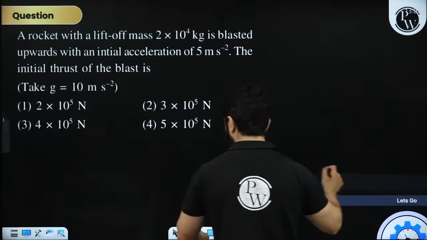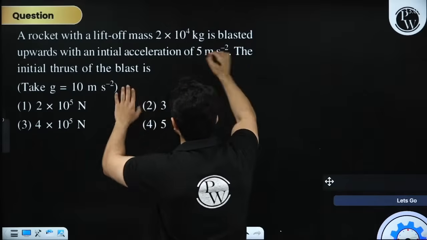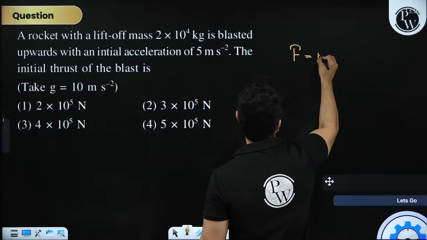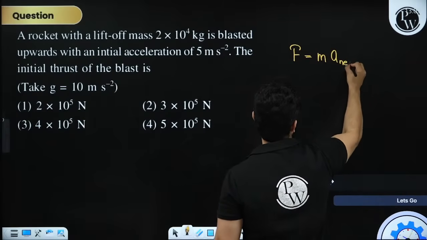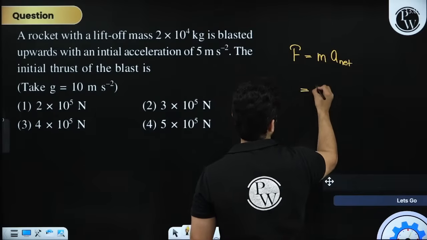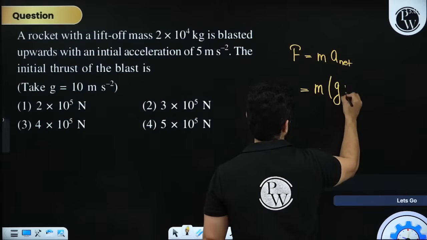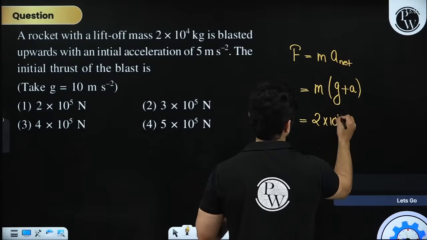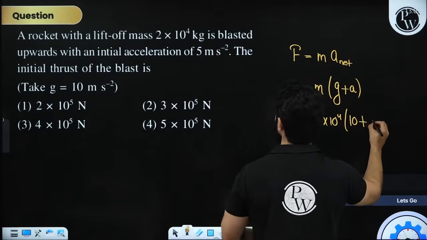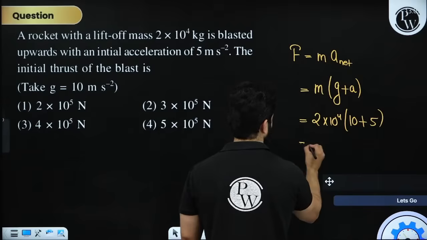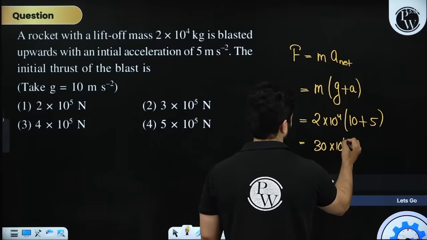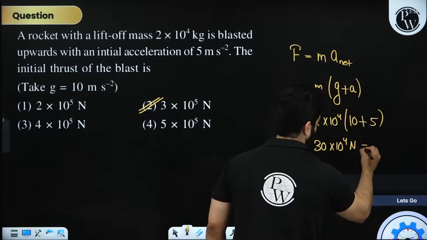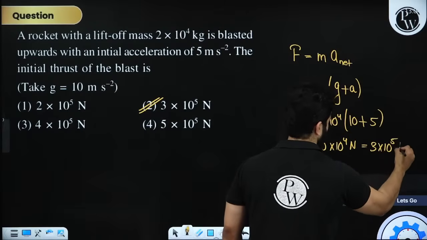My dear friends, if a rocket is moving with an acceleration, and they are talking about initial thrust, then initial thrust will be simply mass of rocket multiplied by the net acceleration. And if it is moving up with an acceleration, we are going to write it as g plus a. Got it? So mass is 2 into 10 to the power 4. Gravity is 10 and acceleration is 5. So that means 15 times 2 is 30. So 30 into 10 to the power 4 Newton is going to be the correct answer, or 3 into 10 to the power 5. So this problem is very, very easy. Moving on to the next question.